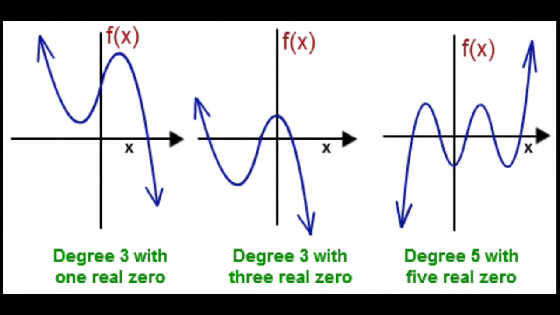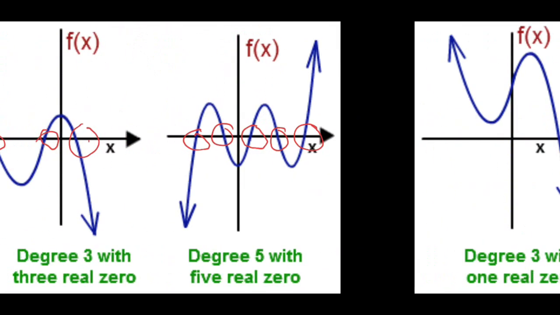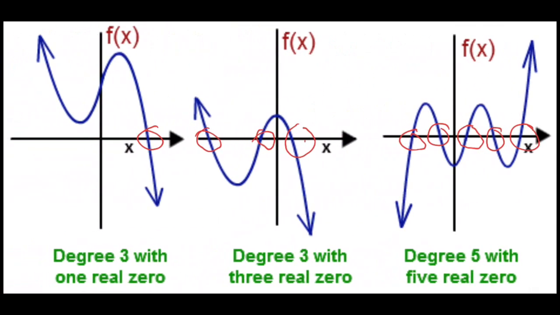In the first case, the graph is intersecting or meeting the x-axis at how many points? In the second case, how many points? Yes, dear children, in the first case it is meeting at only 1 point. That means it has only 1 zero. But in the second case, it is meeting at 3 points, so it has 3 real roots or 3 different zeros.